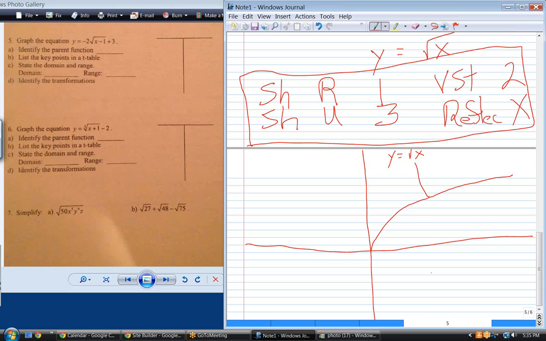So the first thing we're going to do is reflect it. I'm going to do these one at a time. So this is y equals negative square root of x. Now we're going to move it right 1 and up 3. Here's right 1. Here's up 3. So the new vertex would be like this.